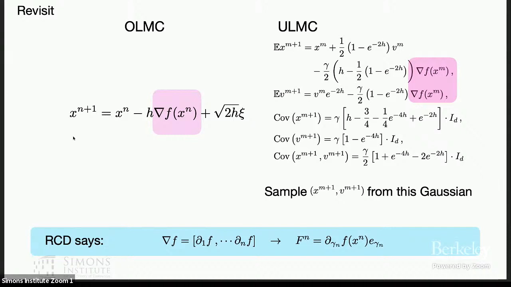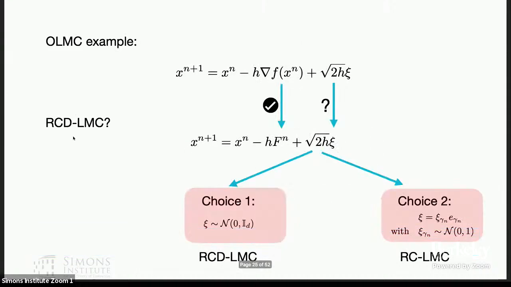So we just put it in. This is my original formula for overdamped Langevin Monte Carlo, and this is my new formula, random coordinate descent LMC. Immediately, we encounter difficulties. We have the gradient replaced by capital F. Then what do you do with the Brownian motion term? The first thing you can do is keep it as it is. That's a lazy choice. We gave it a lazy name, random coordinate descent LMC.